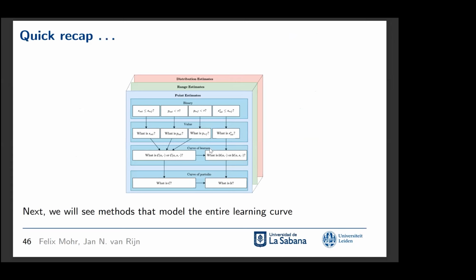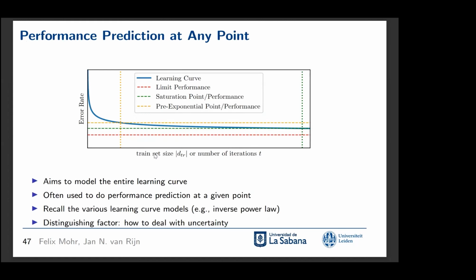So, a quick recap. So far in this survey we've only looked at the questions: what is the saturation point? What is the saturation performance? And what is the performance at a certain point? But of course, as Felix already said, we can also model learning curves in a more interesting way, namely look at how the entire learning curve evolves, and using that, maybe extrapolation will go a little bit better.